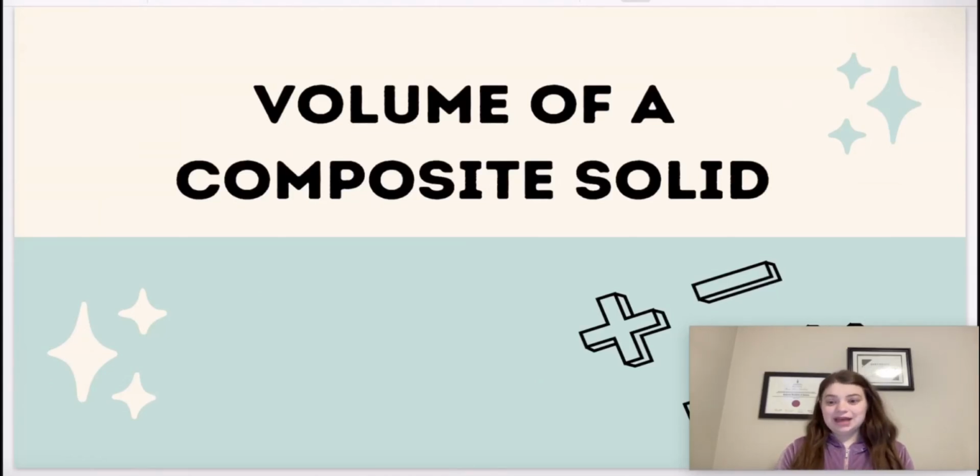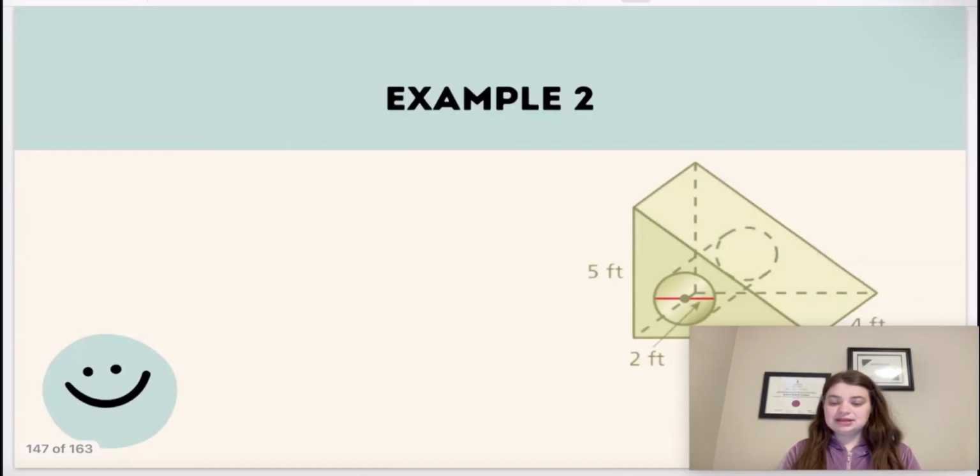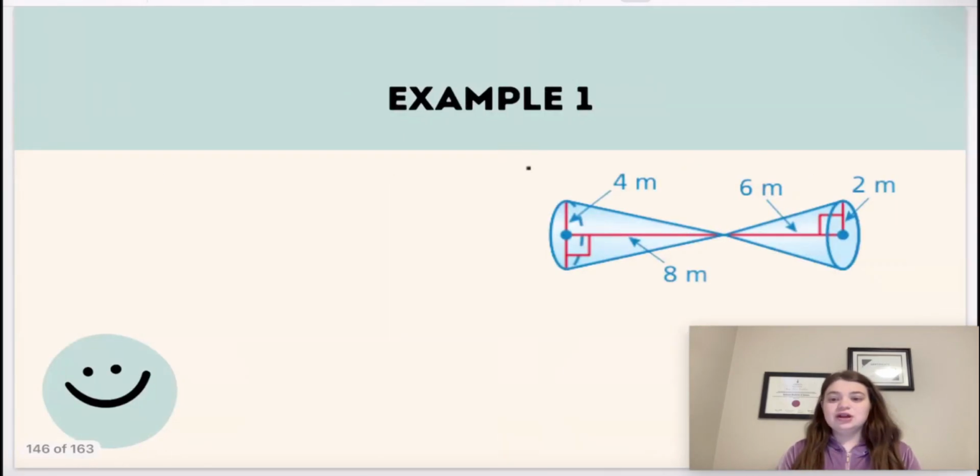Welcome back. Today we're going to be talking about how to find the volume of a composite solid. We'll be going through two examples. First one being this example with the two cones. Second one being this example with a triangular prism with a cylinder cut out of it. So let's dive in.